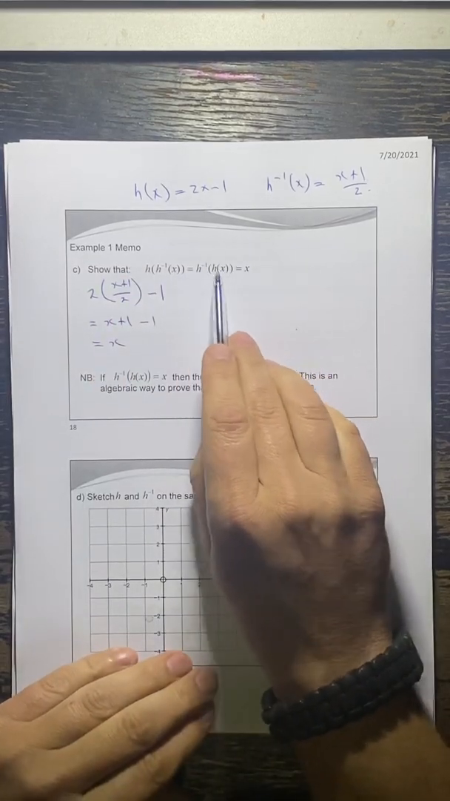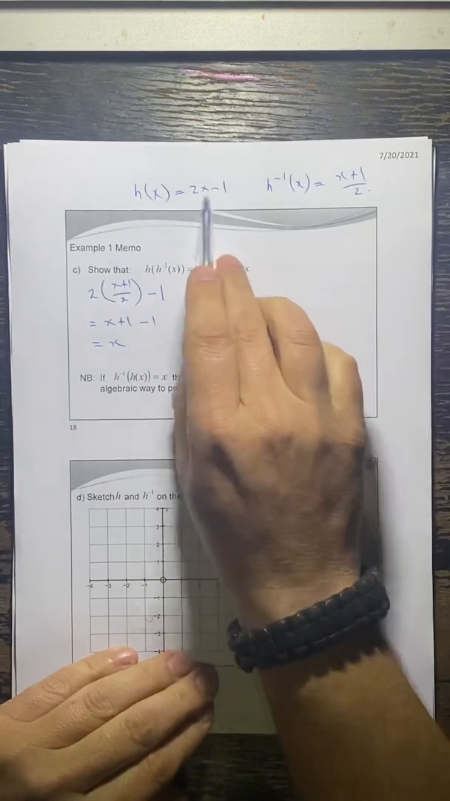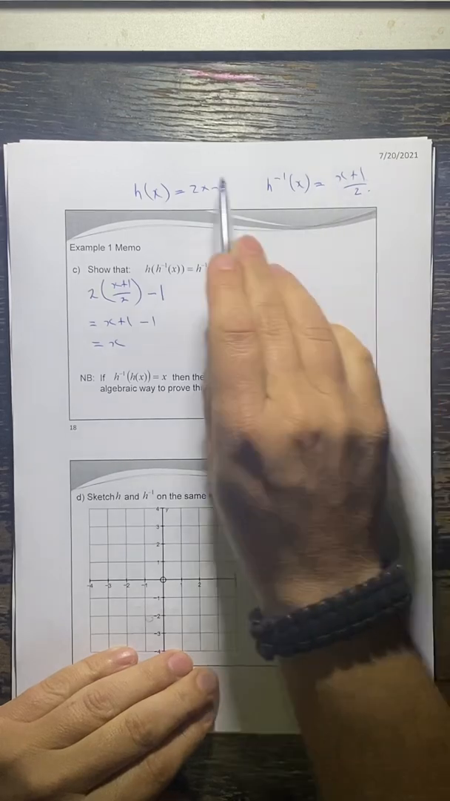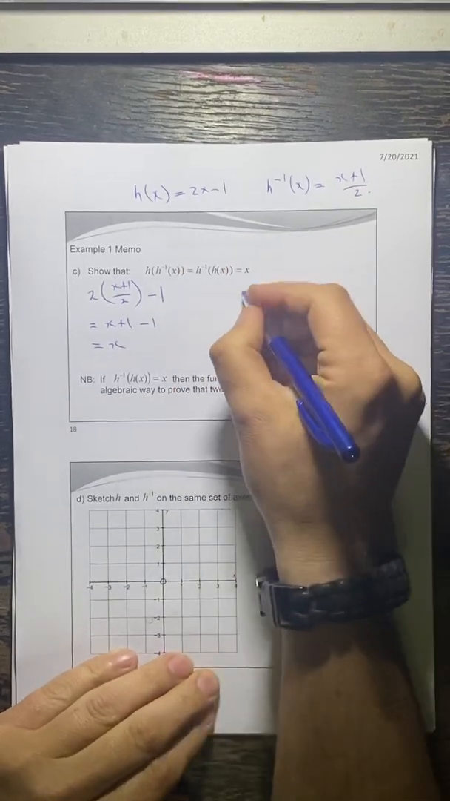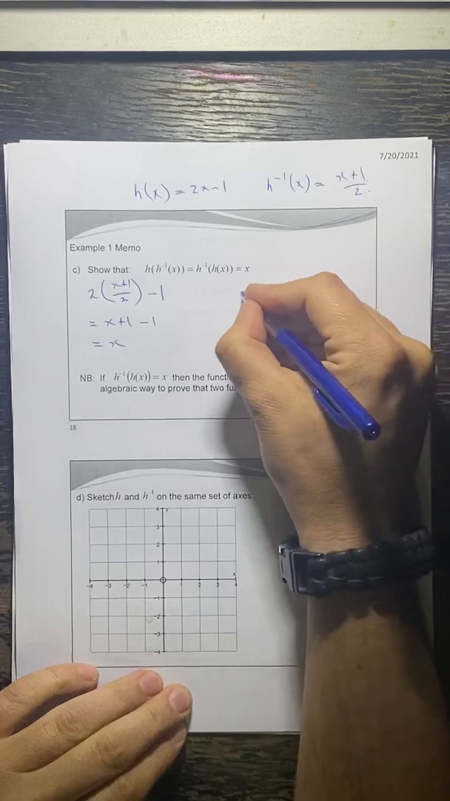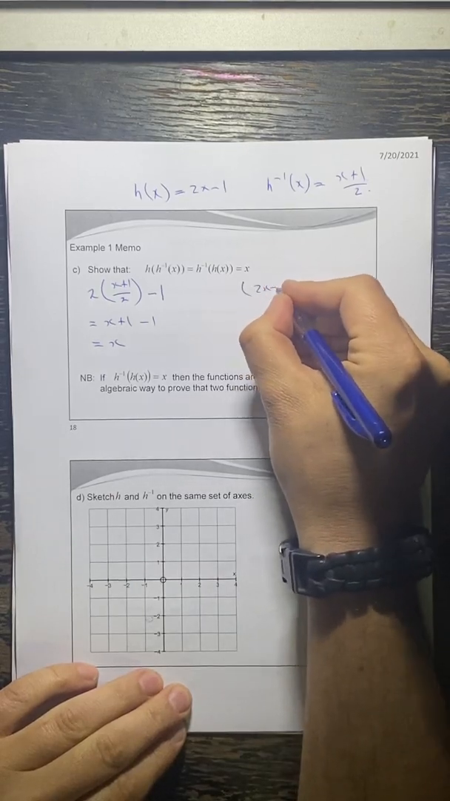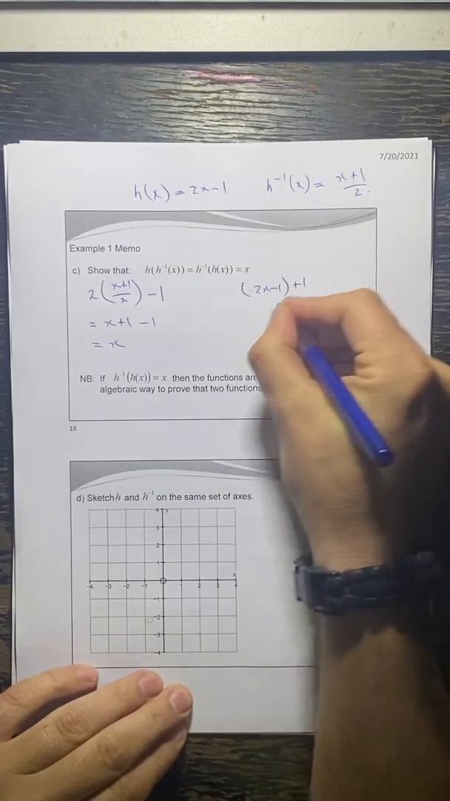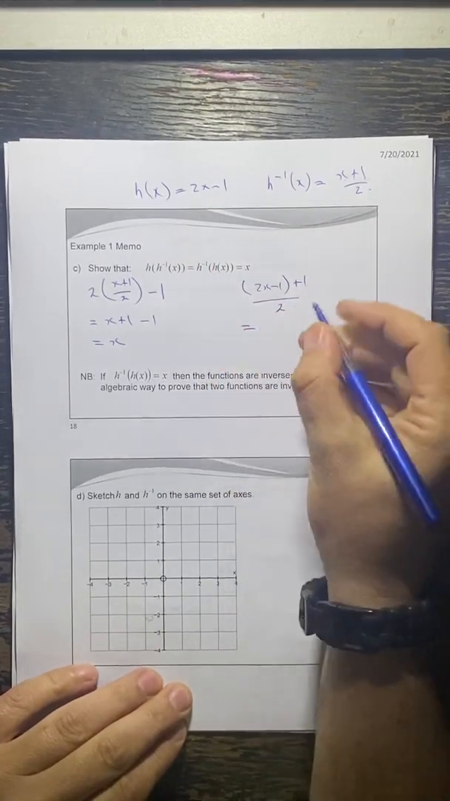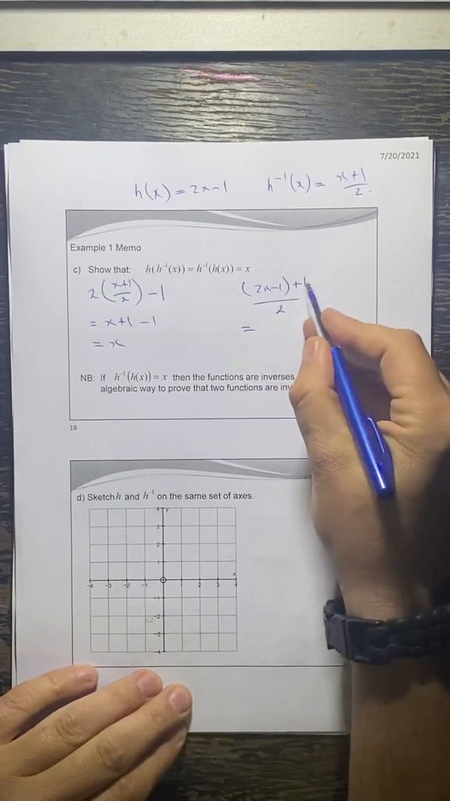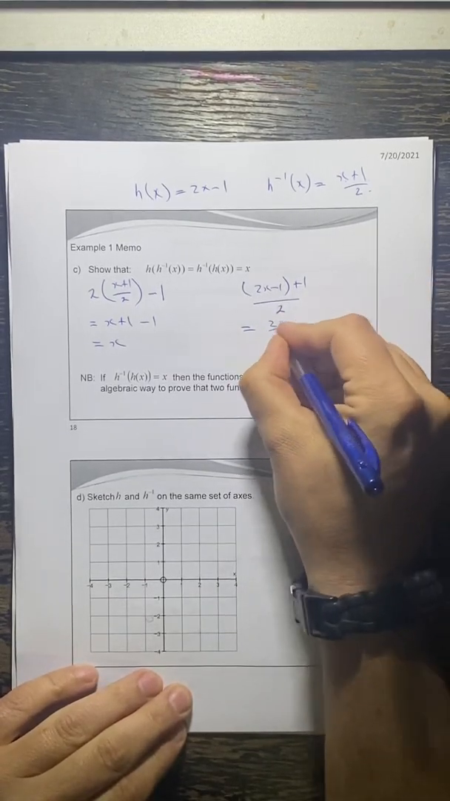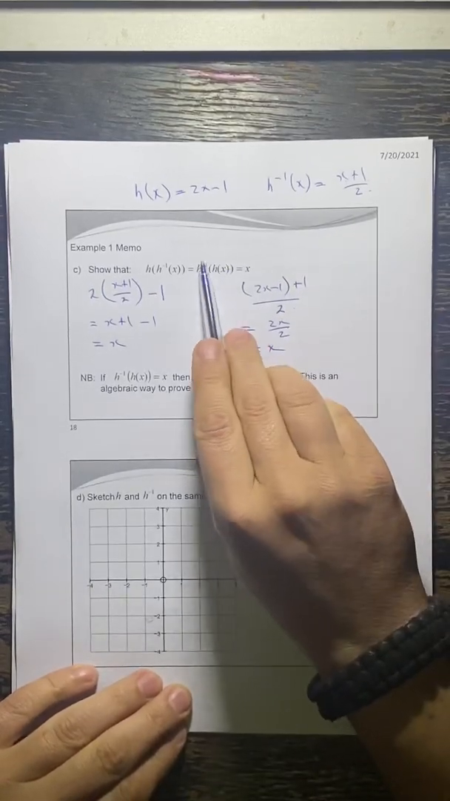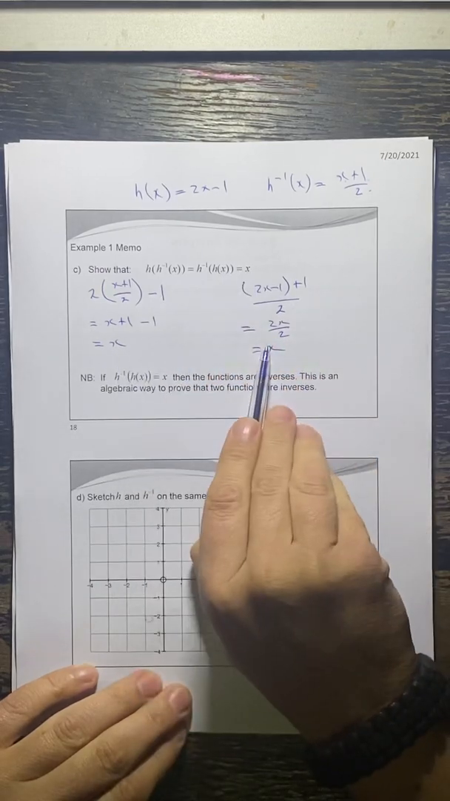Now over here, I'm going to plug H of x into H inverse. Wherever I see an x in H inverse, I'm going to replace it with this. So we've got 2x minus 1, because I'm replacing that x with this, plus 1, all over 2. The 1's will cancel, because minus 1 plus 1 is 0, and we're left with 2x over 2. The 2's will cancel, and we're left with x. So I've shown this one is equal to x, and they are both equal to x.